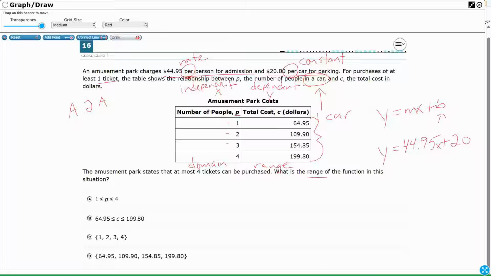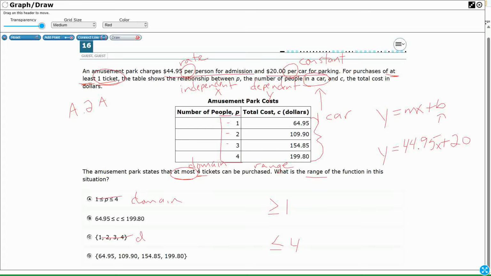And so then our question is, at most 4 tickets can be purchased. All right, so that's our maximum. And we would need to know that for purchases of at least 1 ticket. So let's see what they give us right here. It has to be greater than or equal to 1, and we have to be less than or equal to 4 because we have at most. So we're looking at between 1 and 4. So that's what this is right here. So the range is asking, well, what are the possible values? Well, these two are the domain.